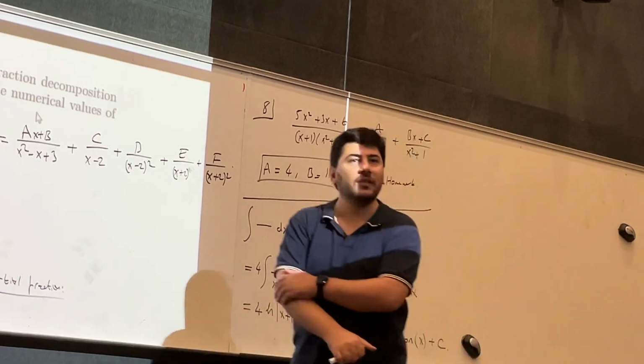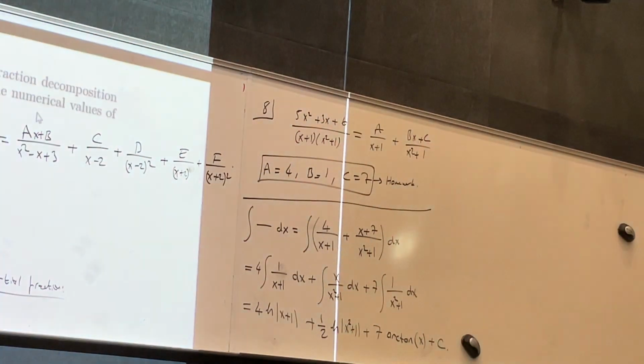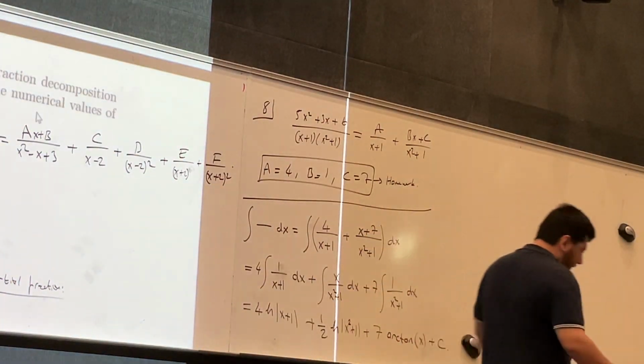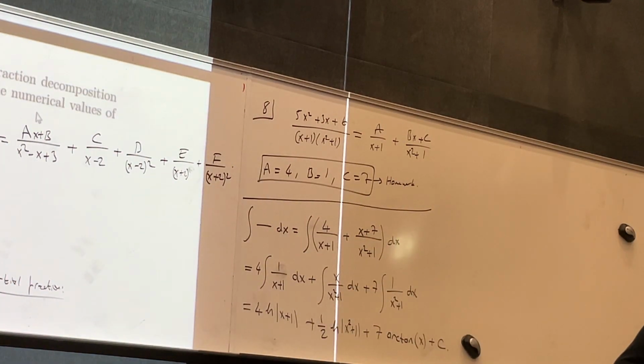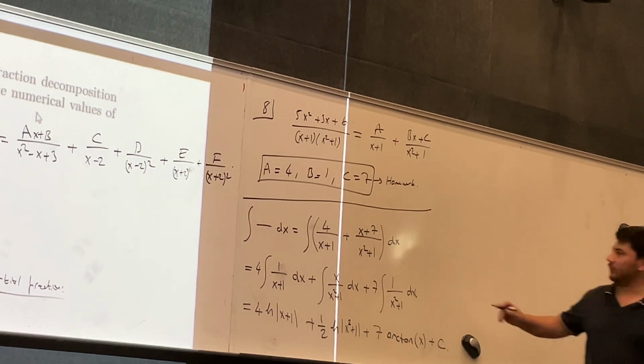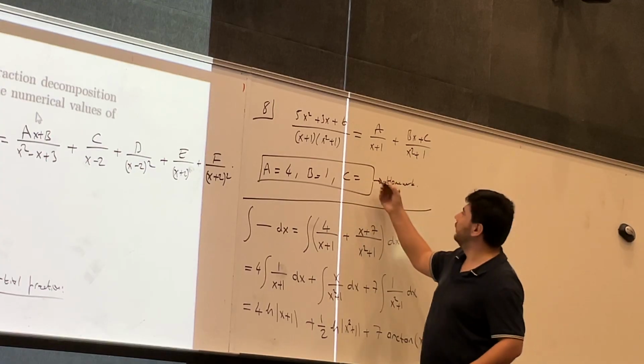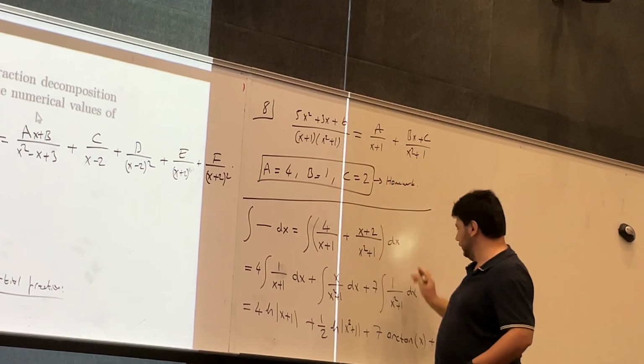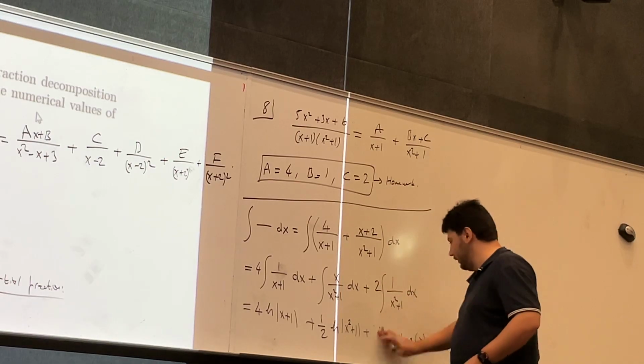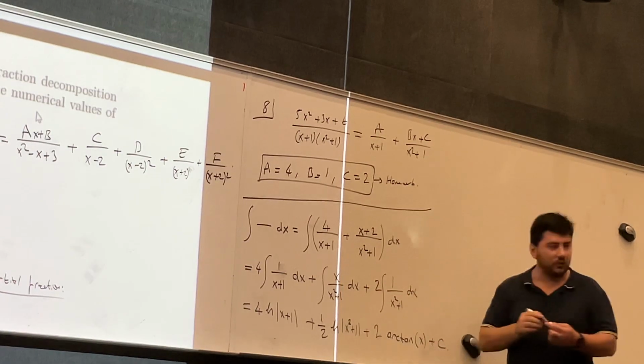For that eighth question, I got C equal to 2 instead of C equal to 7. Did you? Let me check. The numbers are correct. You're right, C is equal to 2. It's only going to change.